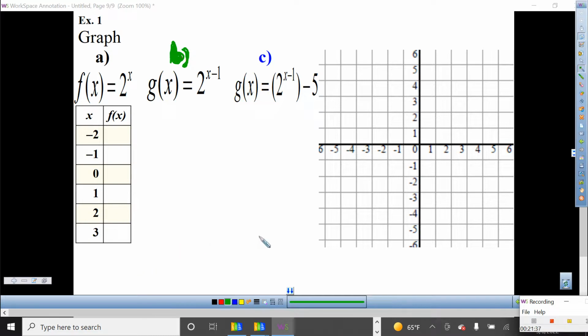All right. So here we go. Let's do work. I'm going to start with the parent function. I'm not going to write f of x equals 2 to the whatever number. I'm just going to write the base of 2. And instead of the exponent of x, what is my number here? -2. It's right there on the table.